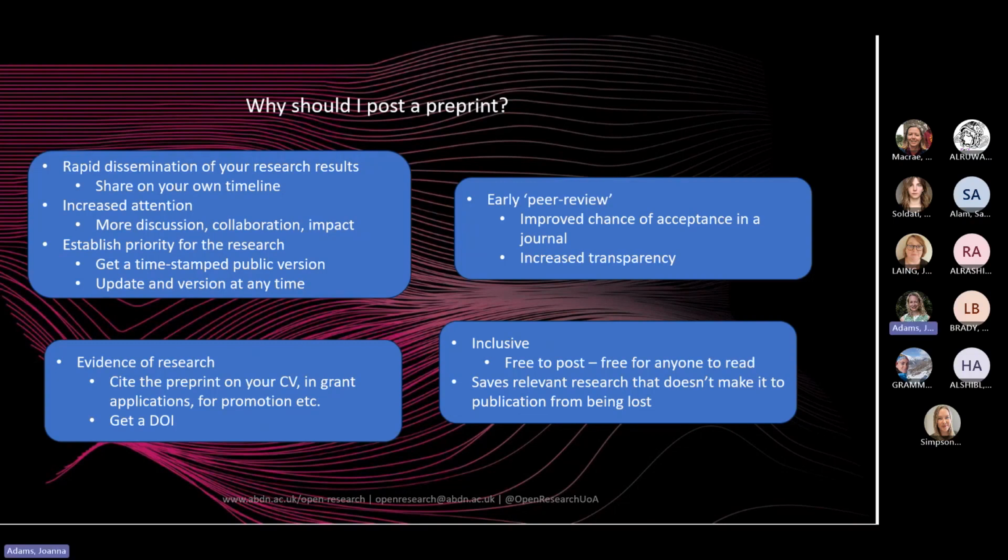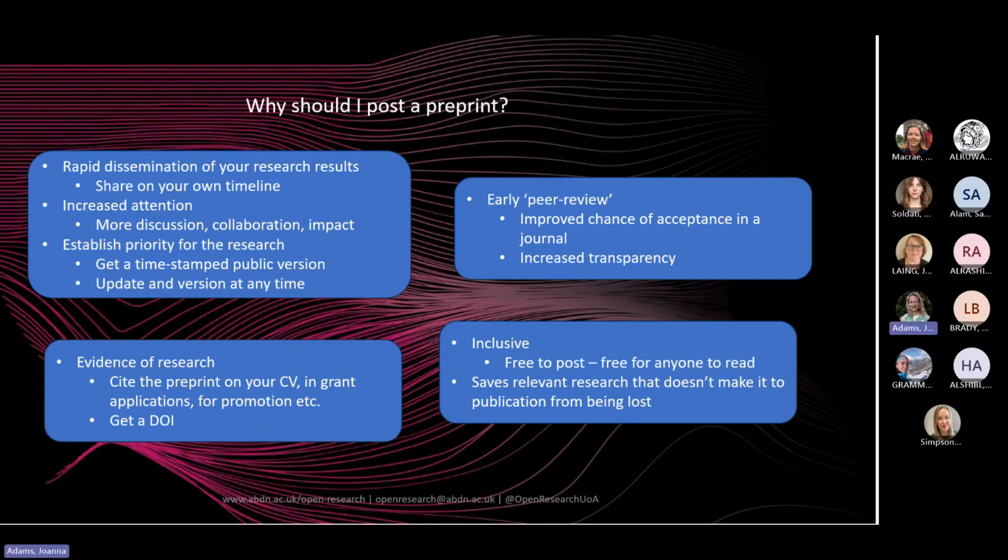And this form of early peer review also increases the transparency of the research, because that journey has been mapped, it's been shared at an early stage. You can see that peer review and how it's progressed through the publication journey.